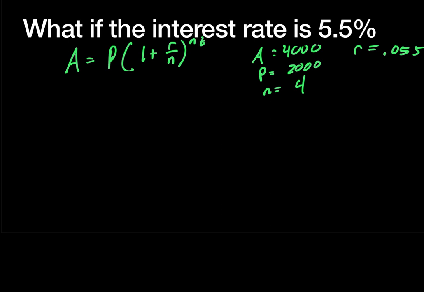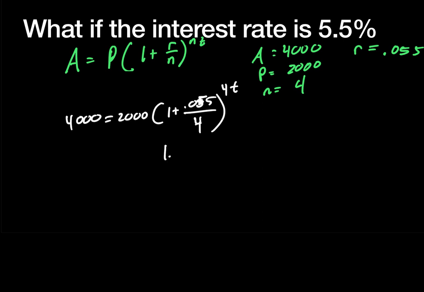So working, getting this set up. Similar process, 4,000 equals 2,000 times 1 plus 0.055, so 5.5%, 0.055 divided by 4, to the 4t. This is 1.01375 to the 4t is equal to 2. I divided that 2,000 across, same as what I did before.